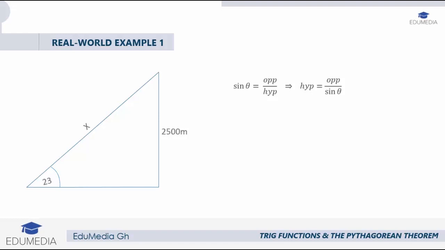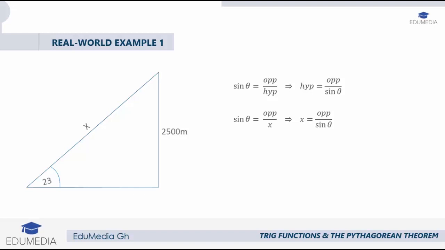So when you proceed with that, the hypotenuse is the x that we're looking for, and then when we substitute each of them, we can get it. We have the value for the angle, that is the theta, which is 23 degrees. And we also have the value for the opposite, that's the side that is directly opposite the angle of interest. So 2500 meters here, and then we are looking for the hypotenuse.